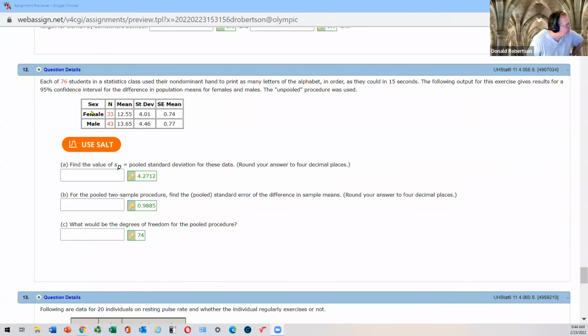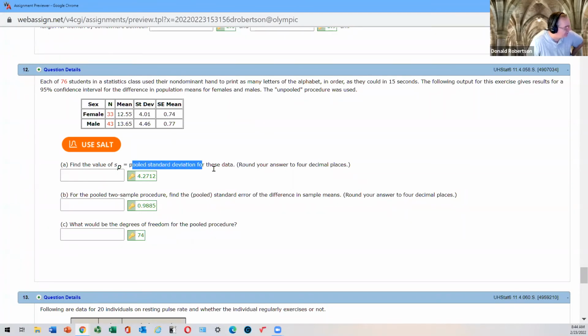Of course, they're going to separate males from females. 33 females, about 12.5, with a standard deviation. Standard error, we don't really need that number at all. It's there, but we don't use it. And the ones we're going to use are these here. And we're going to eventually collect certain things. So let's see what they're asking us to find.